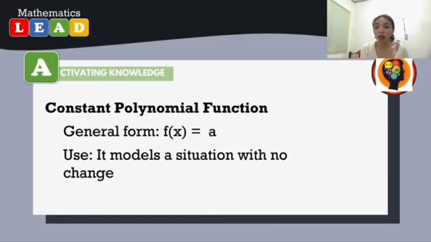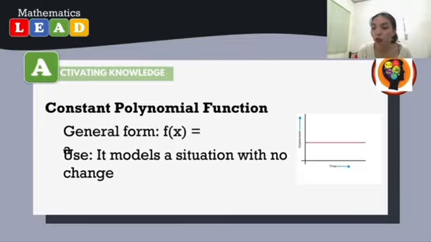When we say constant, it remains unchanged. Here we have the general form of f of x equals a. The a is the constant. It models a situation with no change. For example, we have here the graph of no change in position. As you can see, there is no change in the object's displacement over time. Therefore, our function is constant. I repeat, constant means unchanged. There is no change in the subject. Alright, let's proceed.